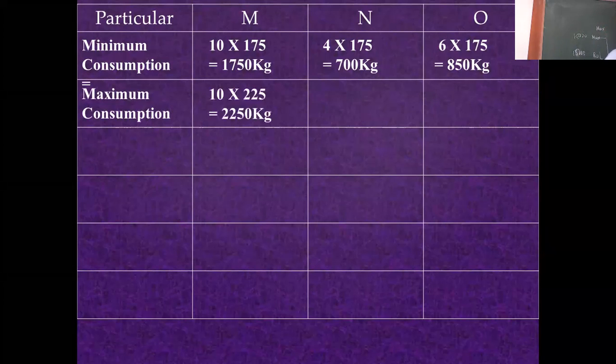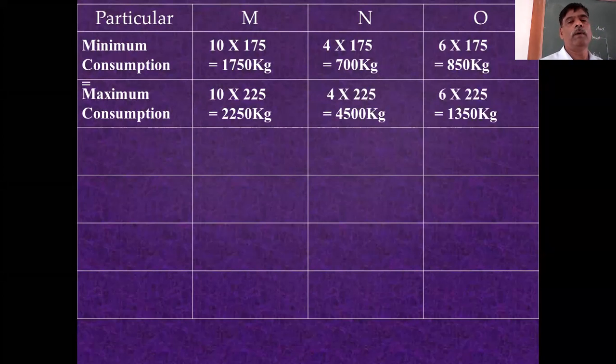Then maximum consumption. For 1 unit you require 10 kg of M. You are going to produce a maximum of 225. 10 into 225 is 2250. Then N is 4 kg per unit, multiplied by maximum production, 225 into 4, and last is 6 into 225. This is the maximum consumption.